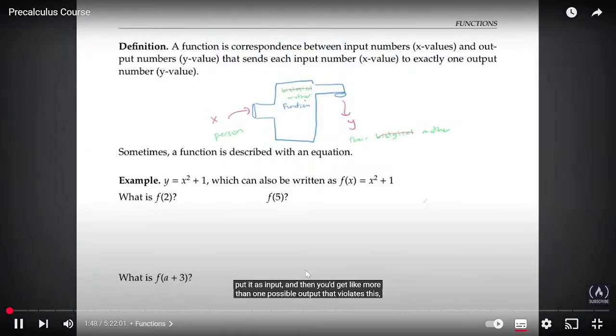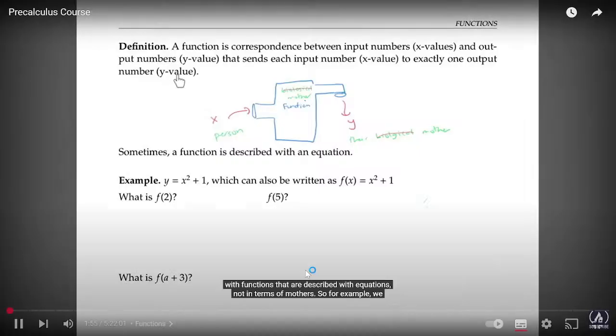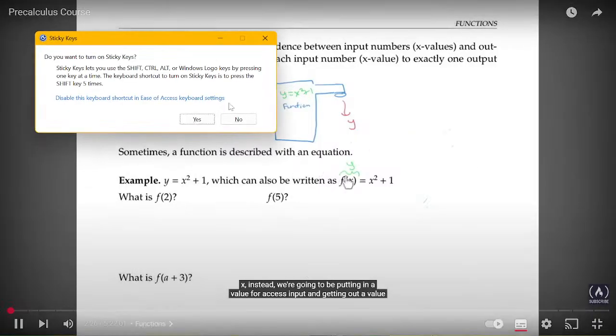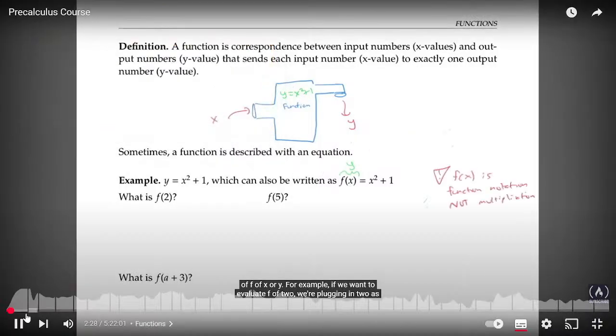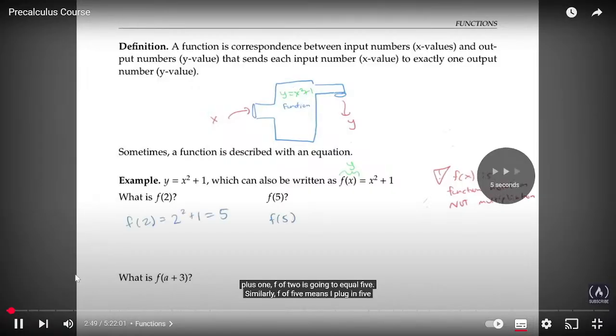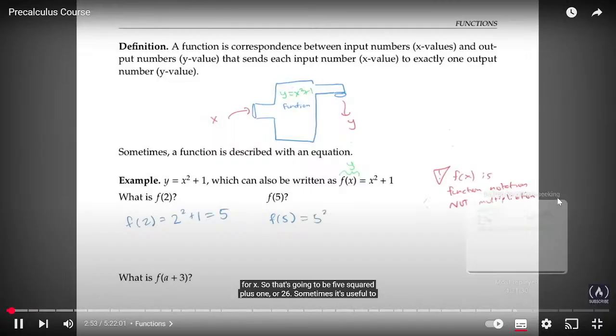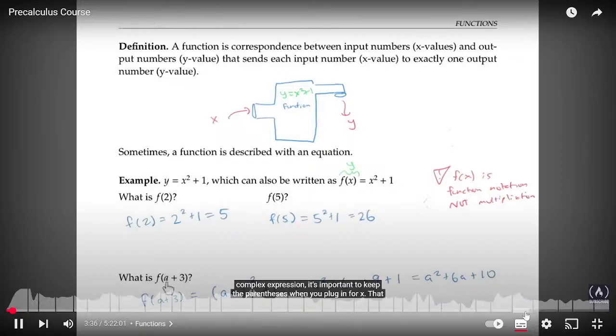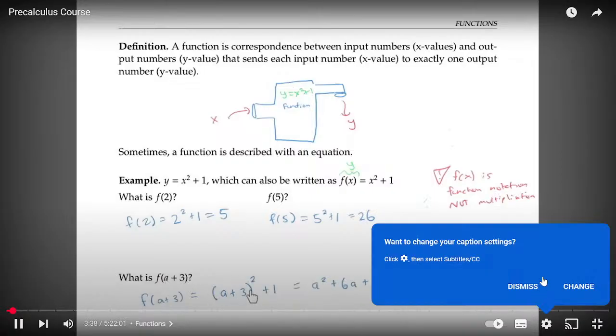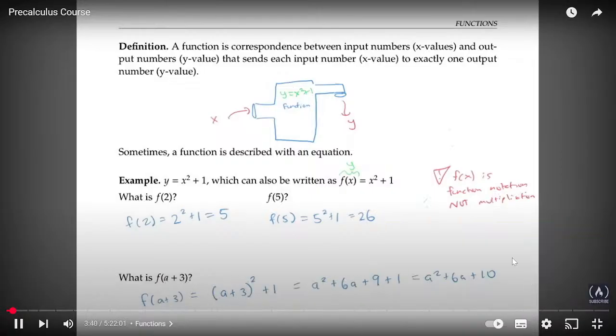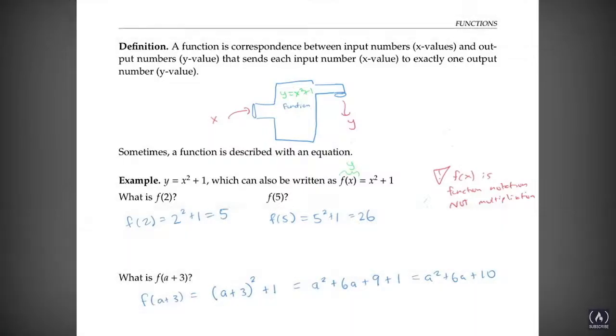Possible output that violates this rule of function out a value of f of x or y. For example, plug in 5 for x, so that's going to be 5 squared plus 1. It's important to keep the parentheses when you plug in for x. That way, you evaluate the function on the whole expression.